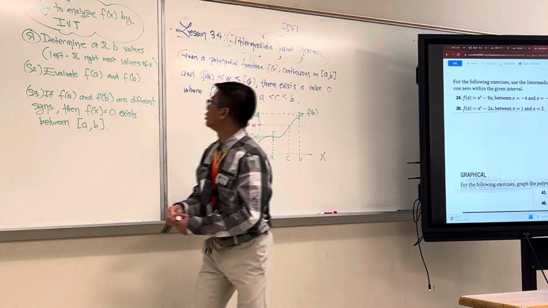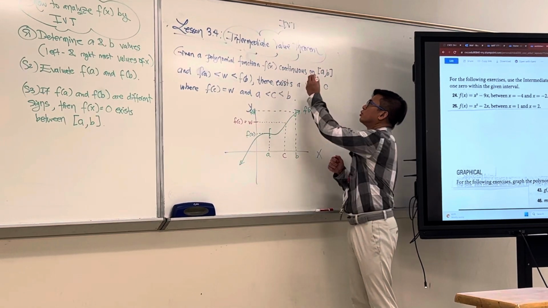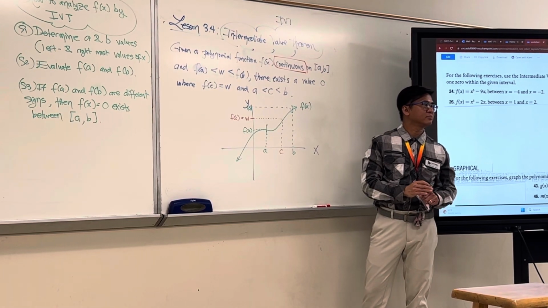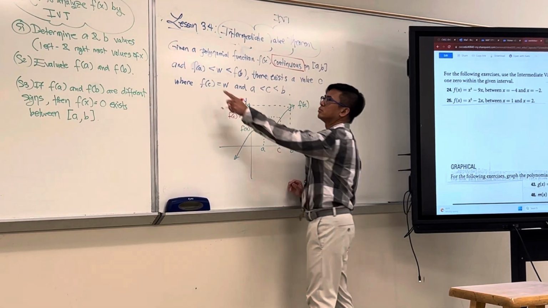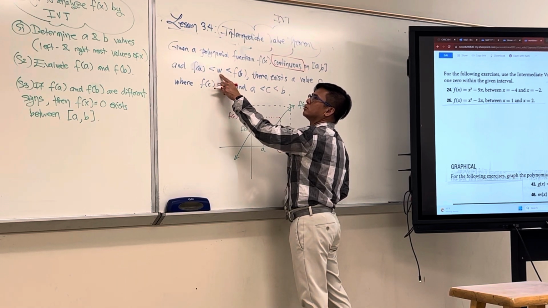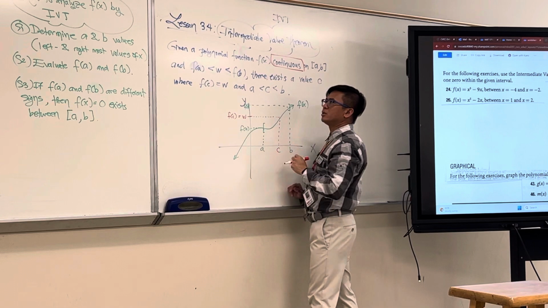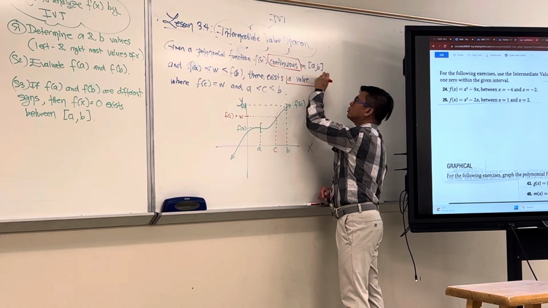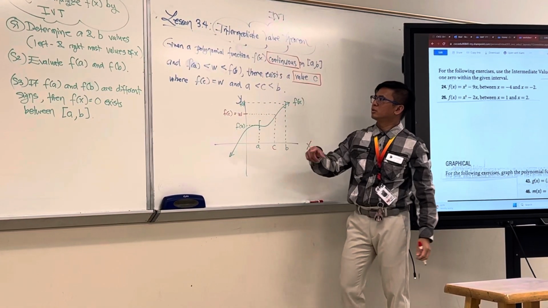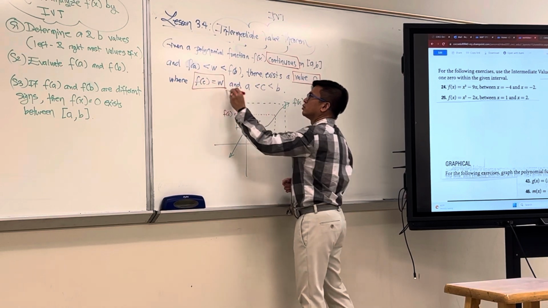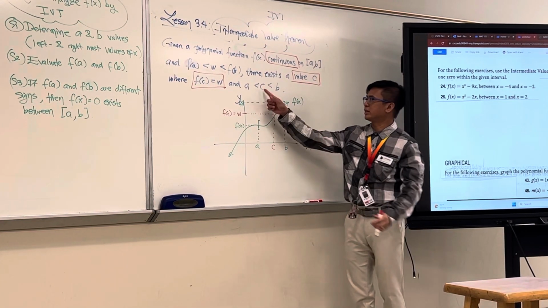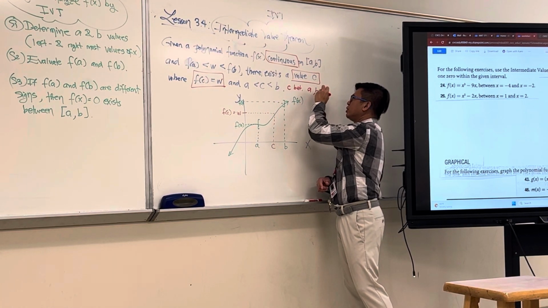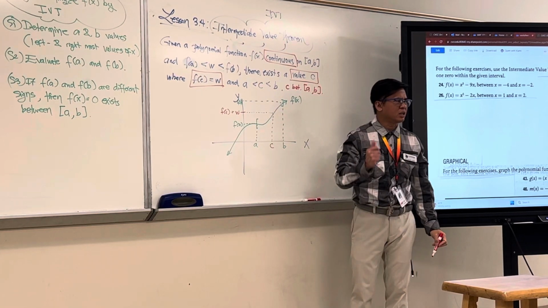Given a polynomial function f of x continuous on interval AB, and f of a is less than w less than f of b, there exists a value c where f of c equals w and a is less than c less than b. In short, that c is in between the interval AB, right? So, graphically, what does it mean?